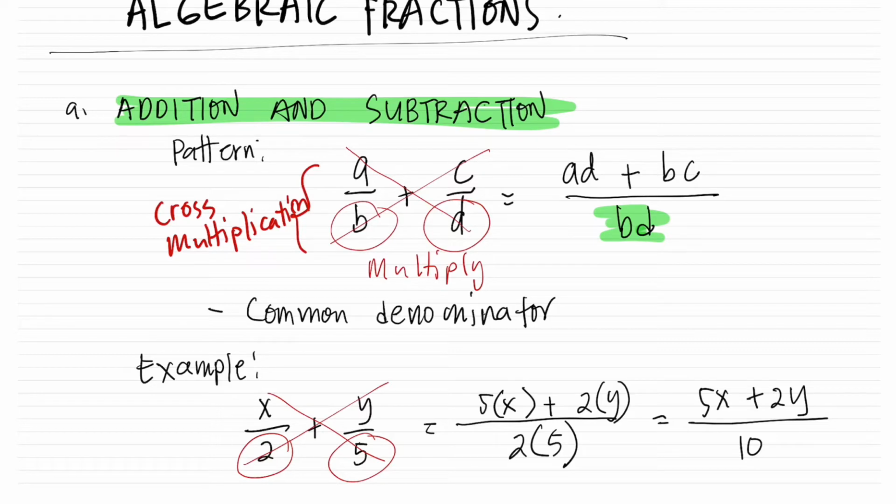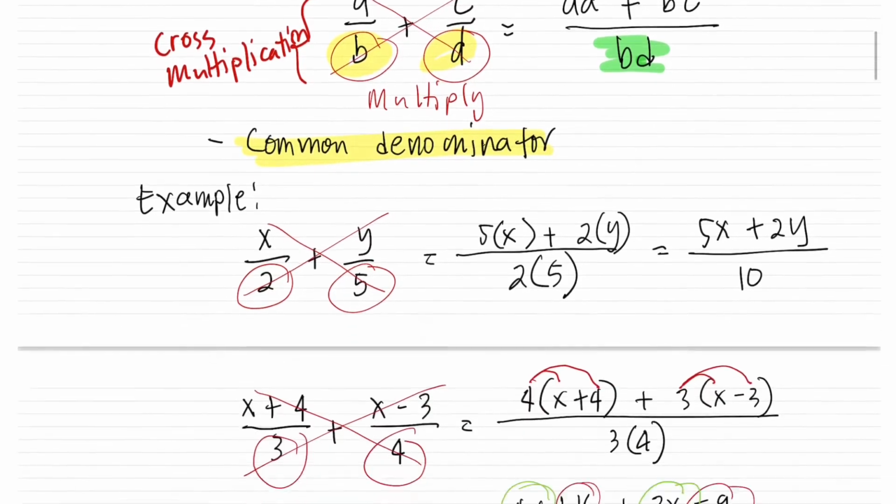Cross multiplication, so that we will have a common denominator. We have to multiply them. We multiply b times d so that you will have bd. Again, the idea is they should have a common denominator.